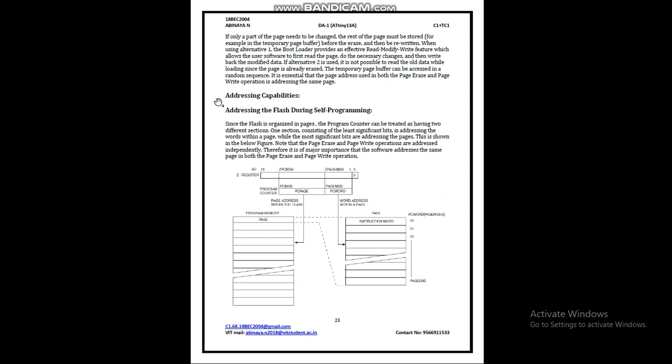Coming to the addressing capabilities, it has the capability of addressing the flash during self-programming. Since the flash is organized in pages, the program counter can be treated as having two different sections. One section consists of the least significant bits, addressing the words within a page, while the most significant bits address the pages. This is shown in the figure here. Note that the page erase and page write operations are addressed independently, as shown in the figure. Therefore it is of major importance that the software addresses the same page in both the page erase and the page write operation.